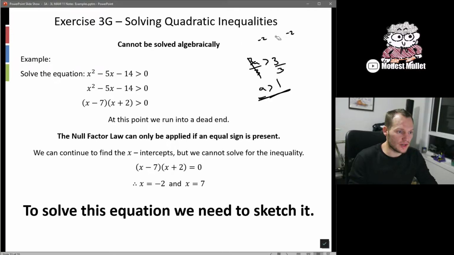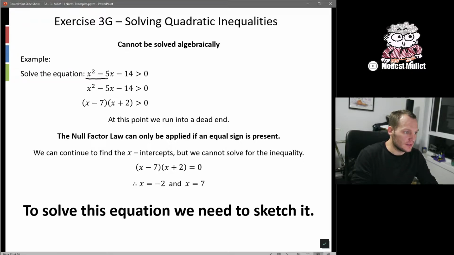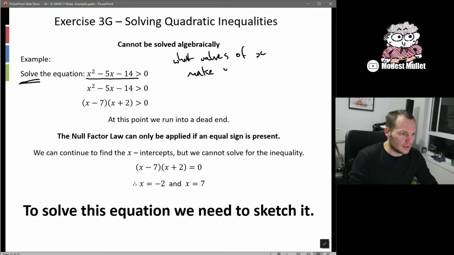Now, if we move on to our idea of quadratic inequalities, we have this x squared minus 5x minus 14 is greater than 0. That is asking, when we're asked to solve, what values of x make this true.